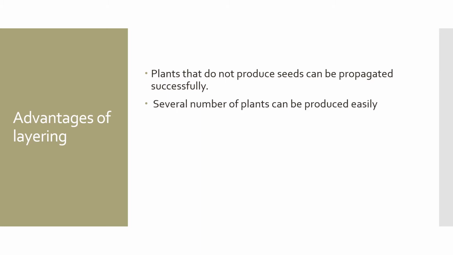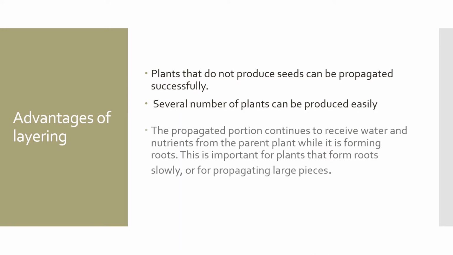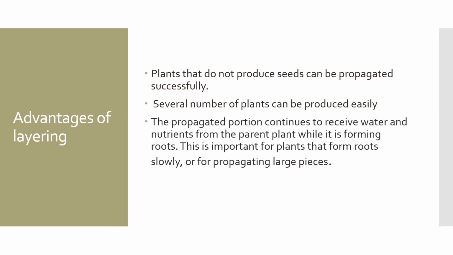So you can apply ground layering and air layering to several branches of the same plant and allow it for appearing new roots. And after developing new roots, you can separate all those plants at once and grow in a separate place as new plants. And also, the propagated portion continuously receives water and nutrients from the parent plant.